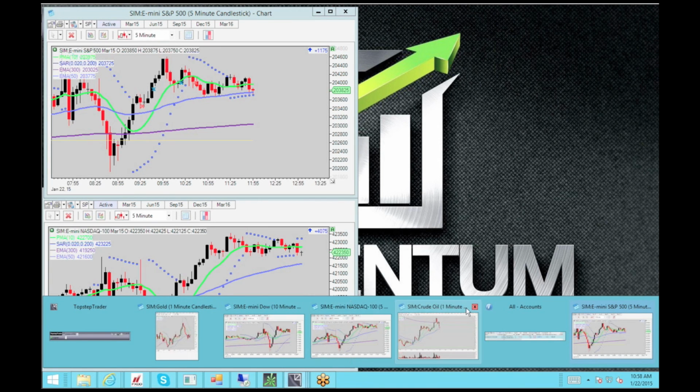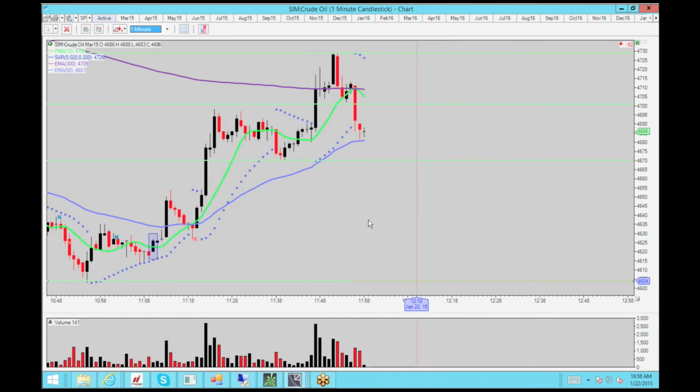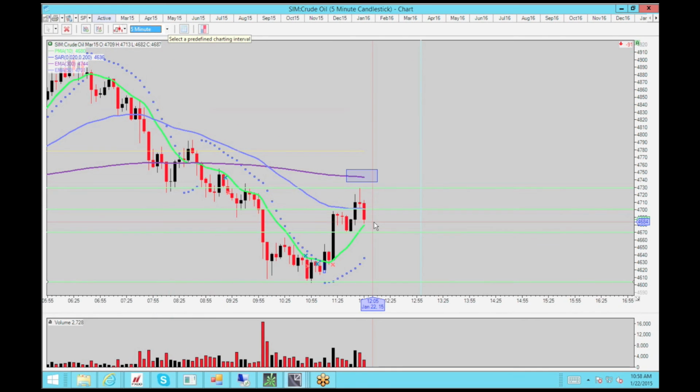So what type of an effect will that have on oil? We should start to see oil start to continue to keep moving lower. He's anticipating the S&P to go down.